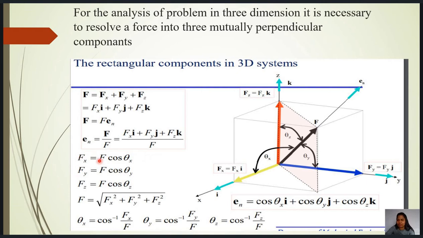We can resolve Fx along the x direction as F cos theta x, along y it is F cos theta y, and along z we can resolve F cos theta z. If you have to find the resultant of this force, then the resultant F is equal to the square root of Fx square plus Fy square plus Fz square. And if you have to find the direction of that resultant force, then theta x is equal to cos inverse of Fx upon F, theta y is equal to cos inverse of Fy upon F, and theta z is equal to cos inverse of Fz upon F.